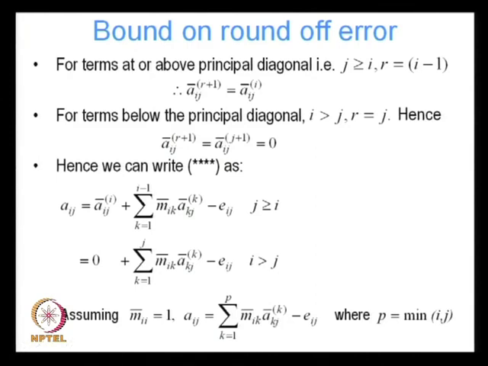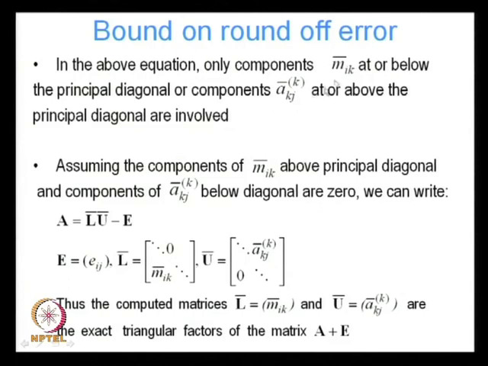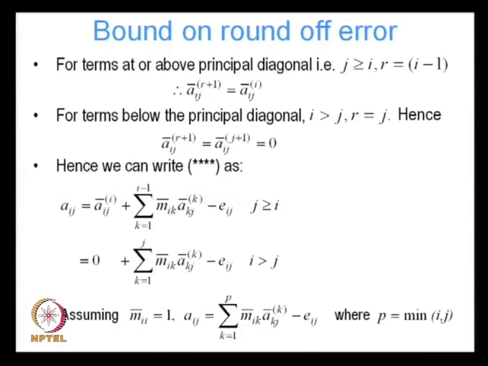So, because of that, this equation only involves components of m bar ik at or below the principal diagonal and components of A bar kj at or above the principal diagonal. Then, since we do not use components of m bar which are above the principal diagonal and components of A bar which are below the principal diagonal, we can assume them to be 0, in which case this expression is an LU decomposition.